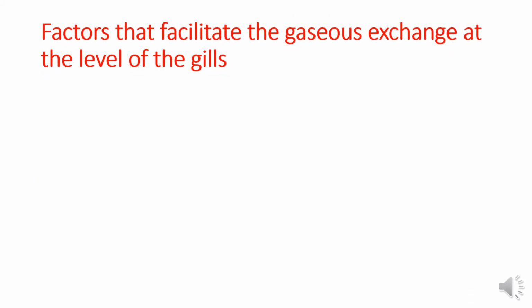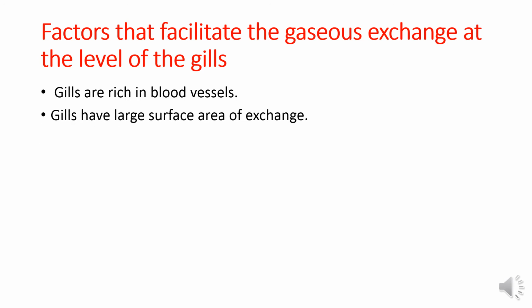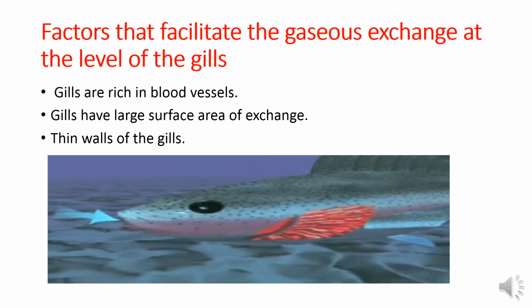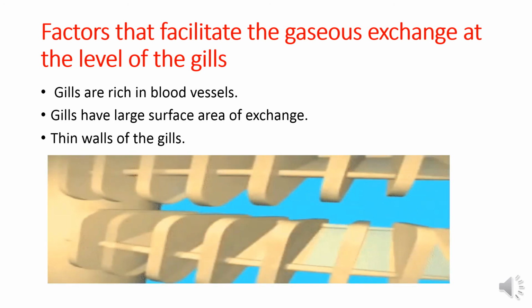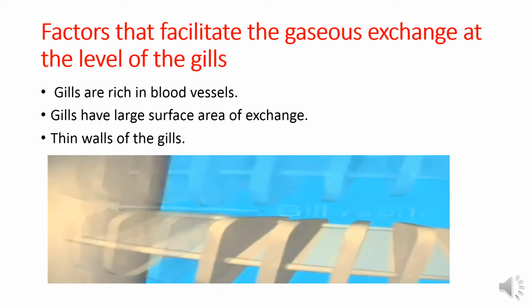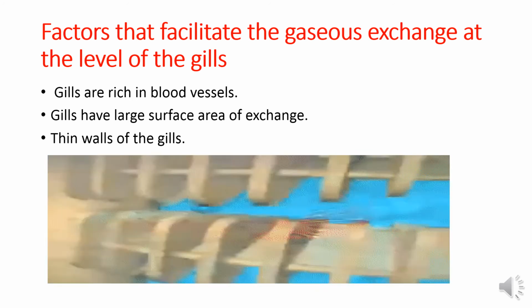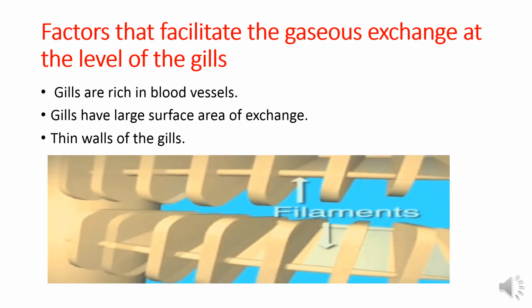Factors that facilitate the gaseous exchange at the level of the gills. Gills are rich in blood vessels. Gills have a large surface area of exchange, and the walls of the gills are thin. Here water enters through the mouth. These are the filaments. This is the first one and this is the second one. At the level of the filaments, oxygen gas enters into the blood and carbon dioxide gas gets outside the gills into the water to be forced outside from under the operculum.